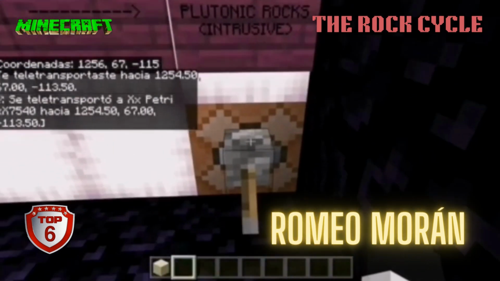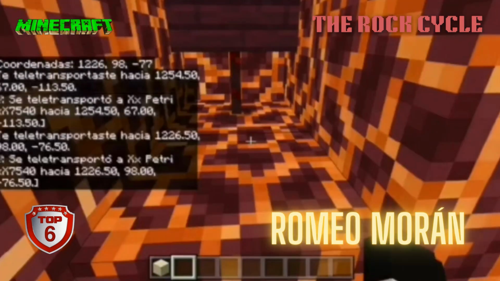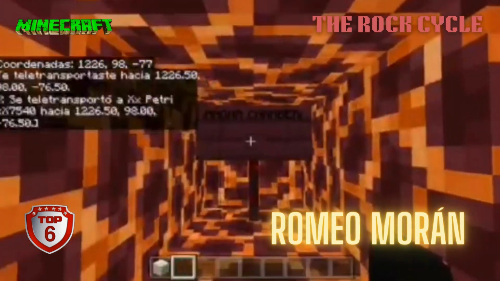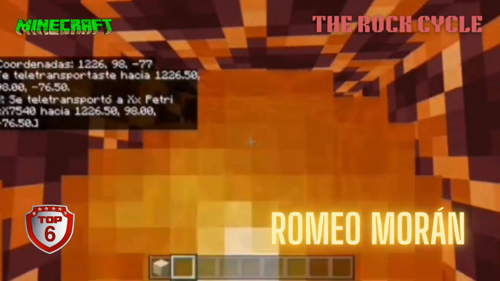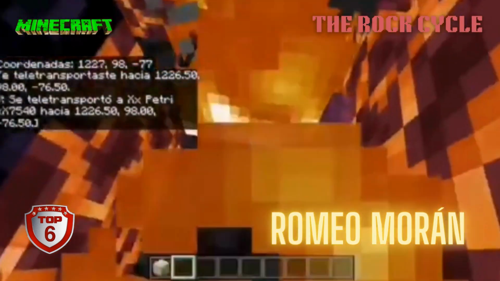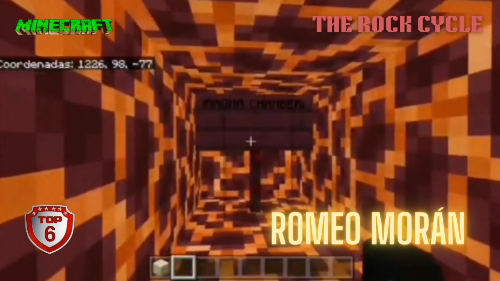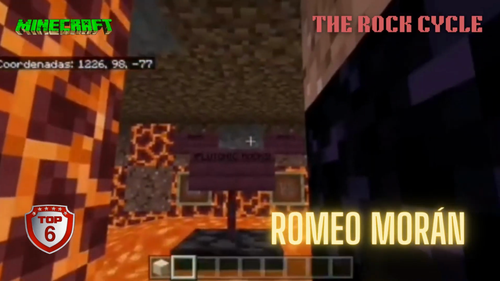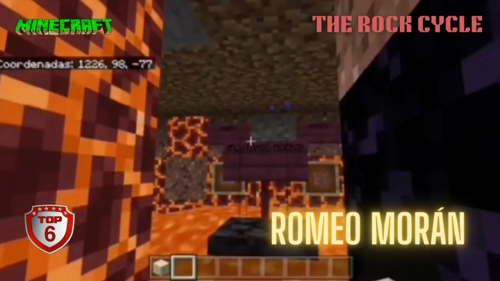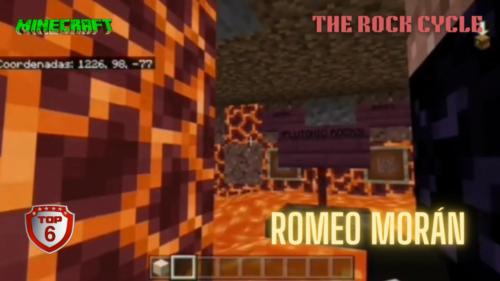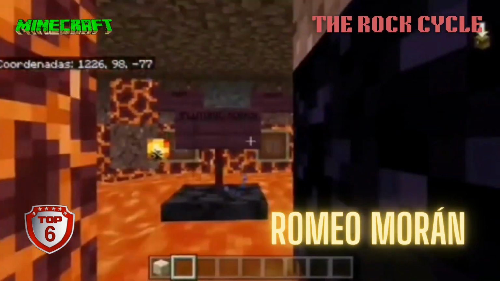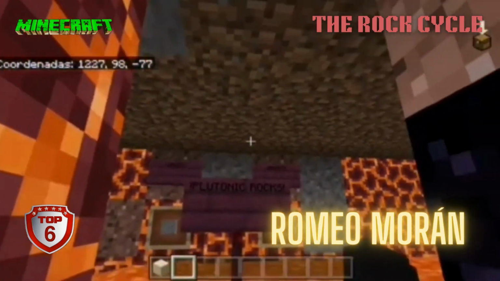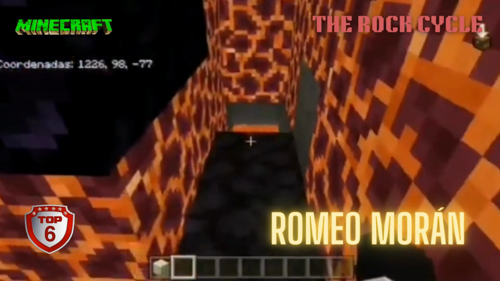Plutonic rock, intrusive. Go! The plutonic rock is formed from the magma chamber. Oh, it's very hot. Okay, and the plutonic rocks are formed from magma underground that cools down and solidifies. This process is very slow. For example, granite.